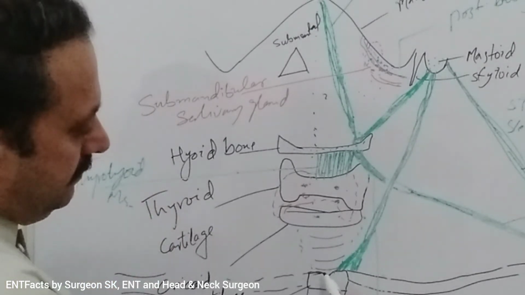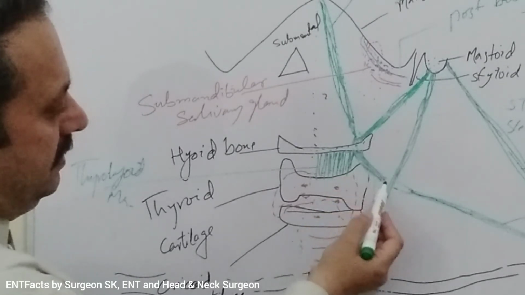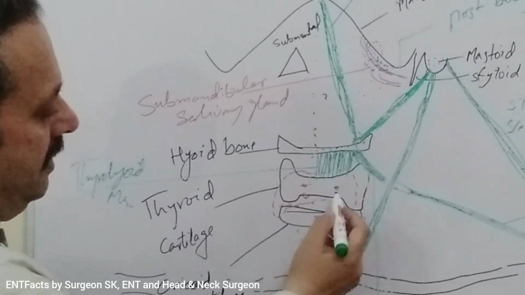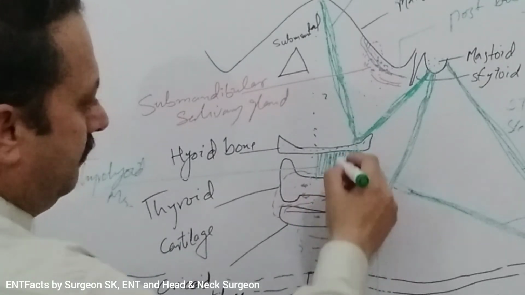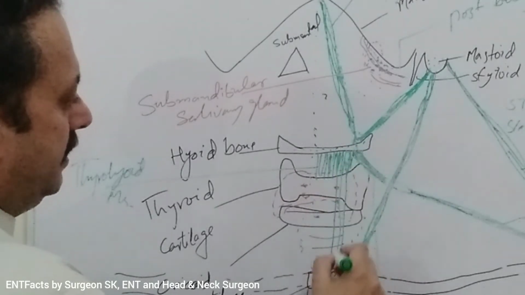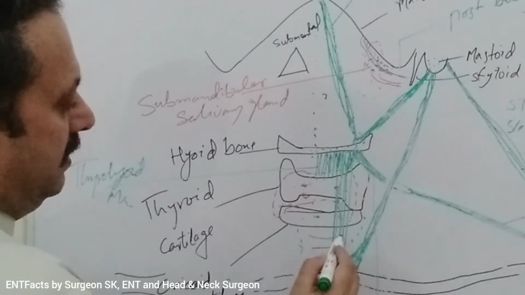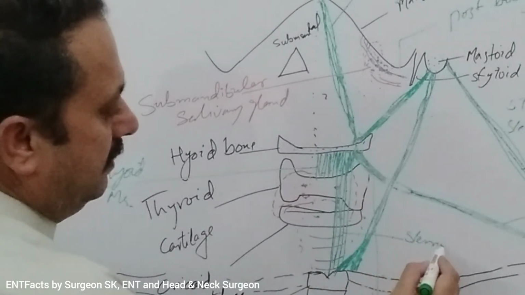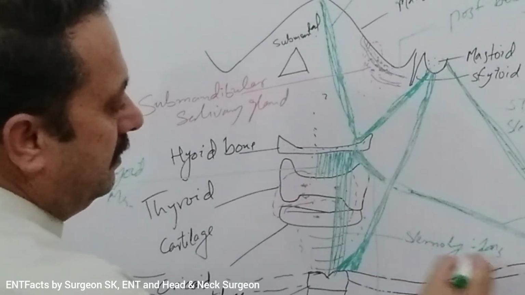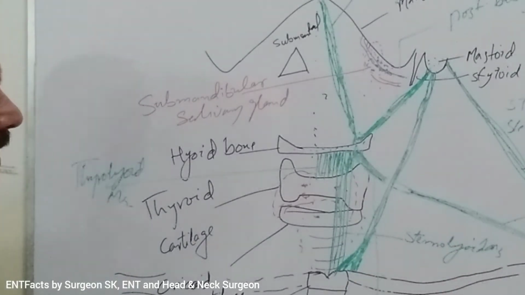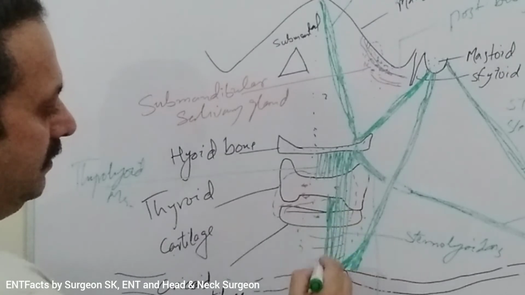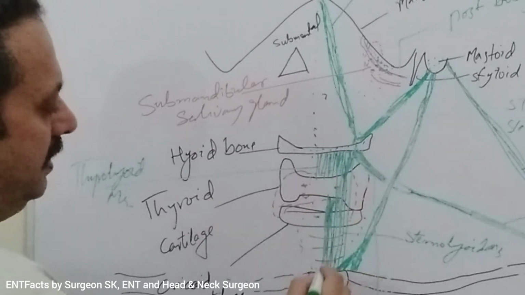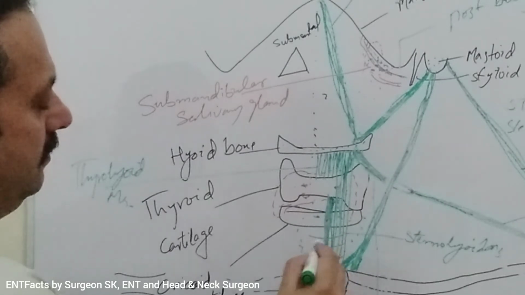Another muscle is the omohyoid muscle. See here, thyrohyoid and omohyoid. Then the sternohyoid, a muscle arising from the sternum and attaching to the inferior border of the hyoid bone. It's called the sternohyoid muscle. And another muscle which arises from here is the sternothyroid muscle. One muscle attaches from the sternum to the hyoid bone, the other from the sternum to the thyroid cartilage, sternothyroid.